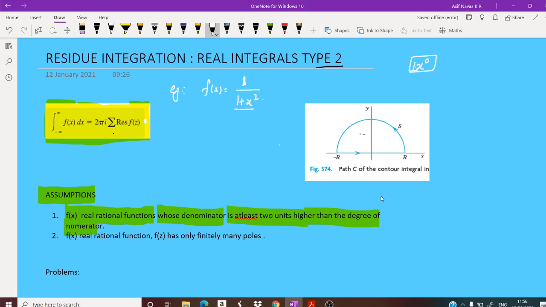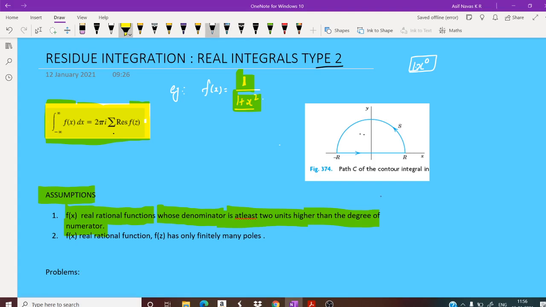And what is the degree of the denominator? 2, right? So the numerator has degree 0 and the denominator has degree 2. Therefore, the first condition is satisfied.